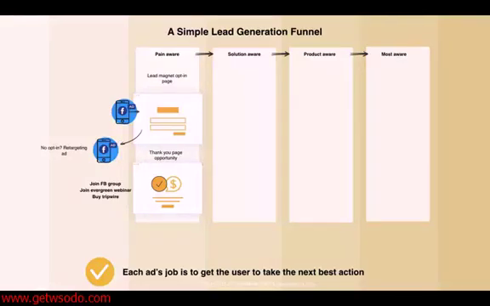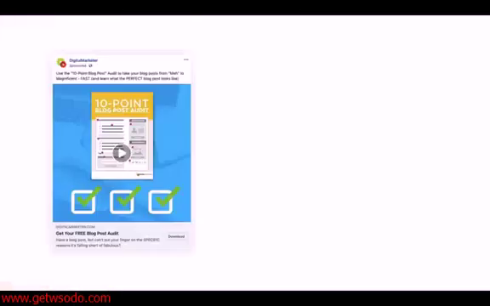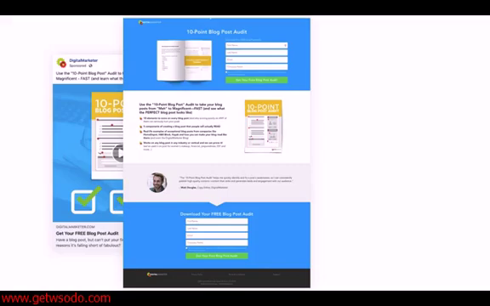So let's look at a real life example. This is from Digital Marketer. I didn't create this ad. I've pulled it from the interwebs so that we can look at it as a real life example of what this might look like. So in this example, we can see that Digital Marketer is giving away a lead magnet, in this case, a 10-point blog post audit. And if someone were to see this ad in their newsfeed and click on it, it would take them to this landing page. Also called a squeeze page or an opt-in page.